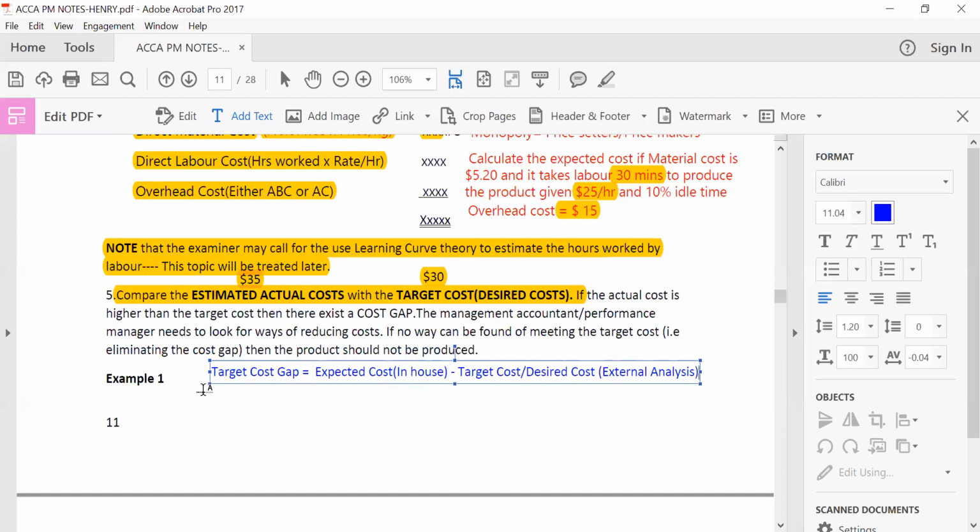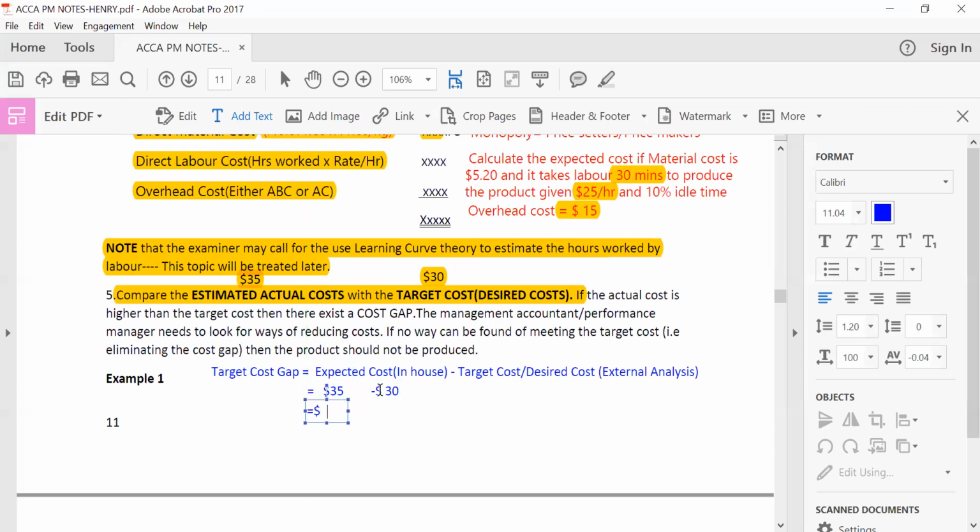Good. So if the expected cost becomes greater, right? Let's just say that, just like the example, the expected cost is what? 35. And the target cost from the market is saying it is 30. You need to eliminate the 5. So there's a target cost gap of $5.